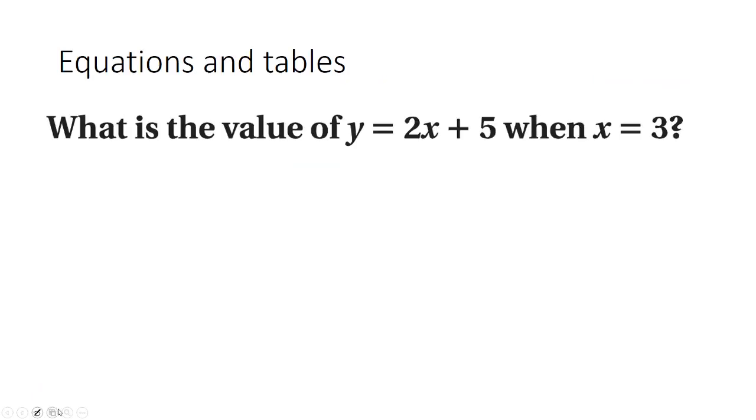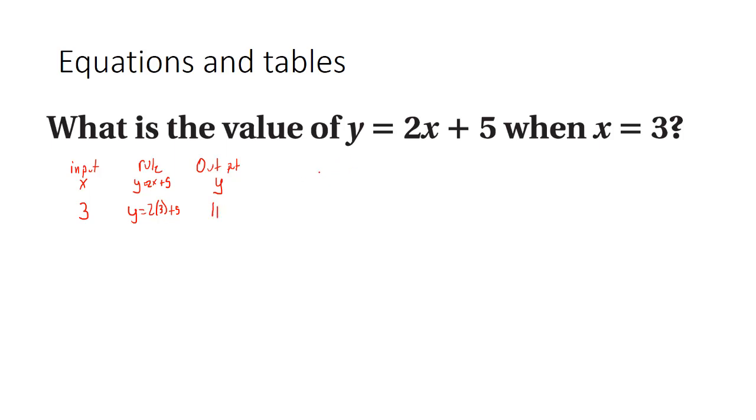We're not limited to just equations and words. We can also use equations and tables. It says, what is the value of y equals 2x plus 5 when x equals 3? So we have our input, which is x. We have our equation, which is our rule, which says y equals 2x plus 5. And then we have our output, which is what we get when we solve our equation, which is y. So if I put x is 3, then I have y equals 2 times 3, plus 5, which is 6 plus 5, which is 11.